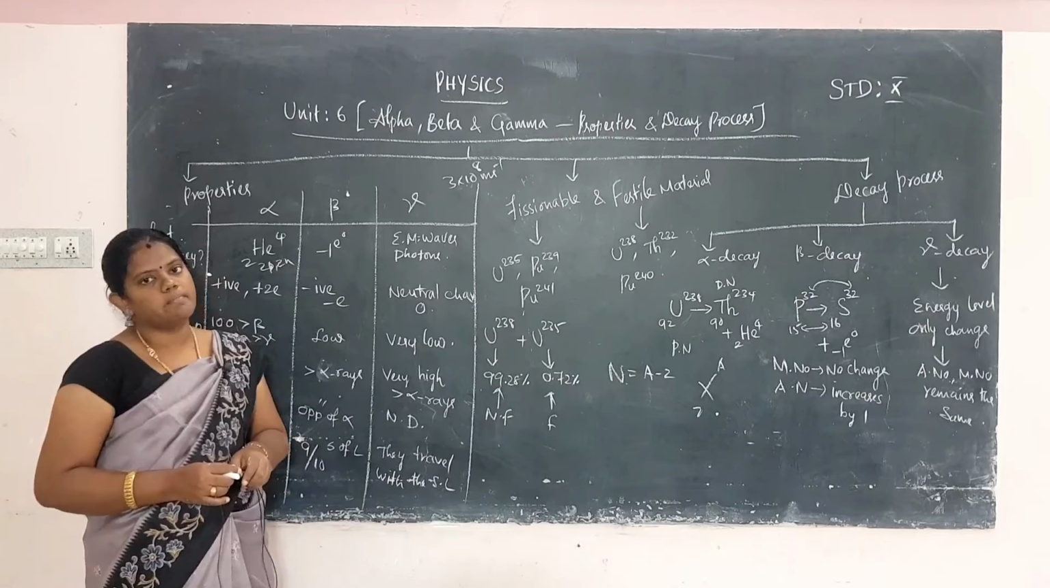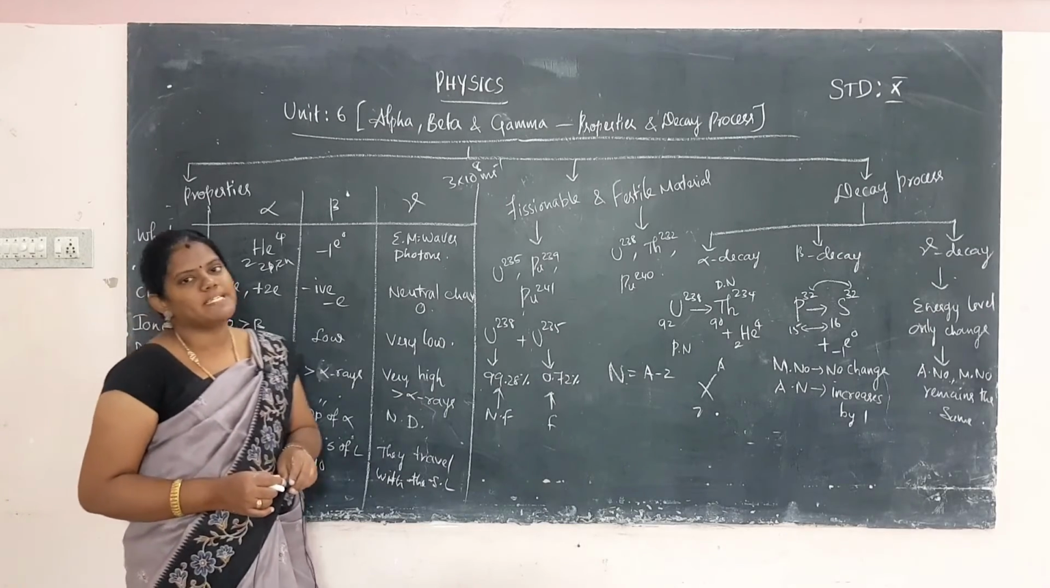What is the value of the speed of light? 3 × 10^8 meters per second.